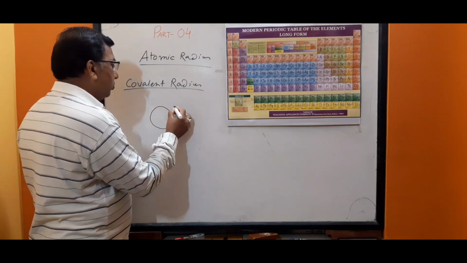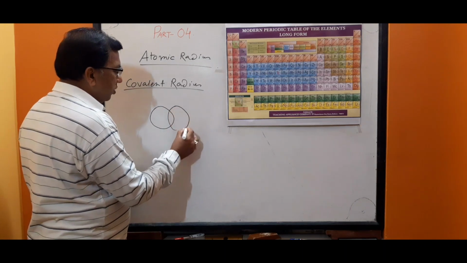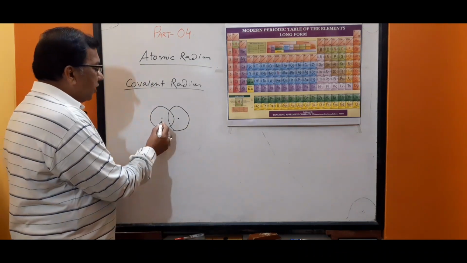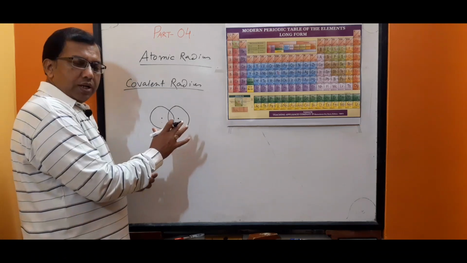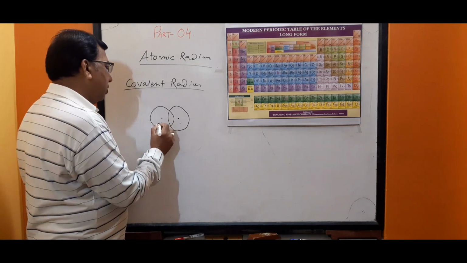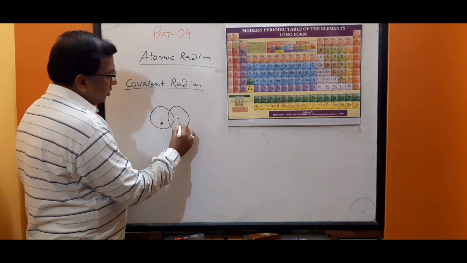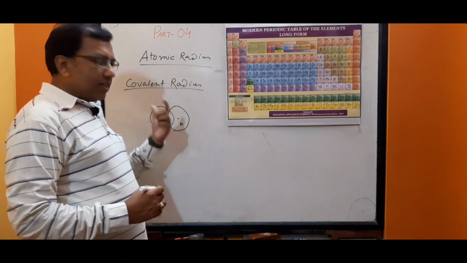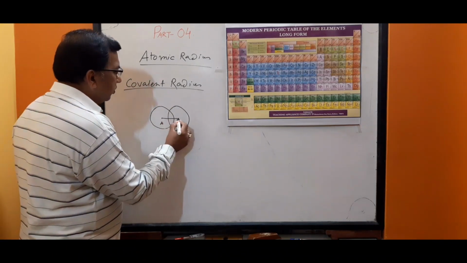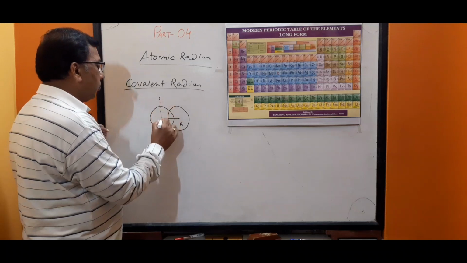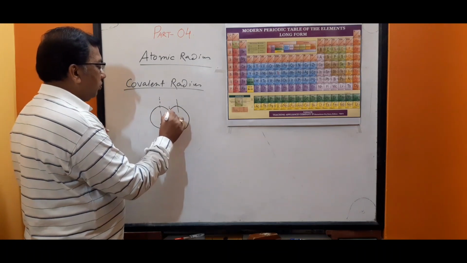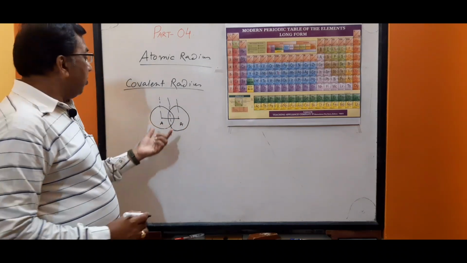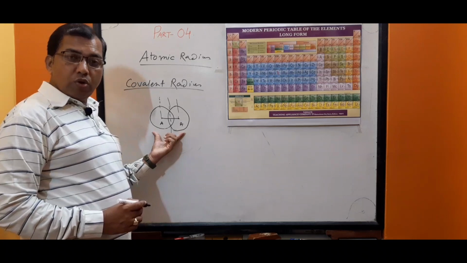This is the same. Suppose it is hydrogen, same. Suppose this is one atom, this is another atom. So you have to find out the covalent radius. What is the covalent radius of this bond, this covalent bond?